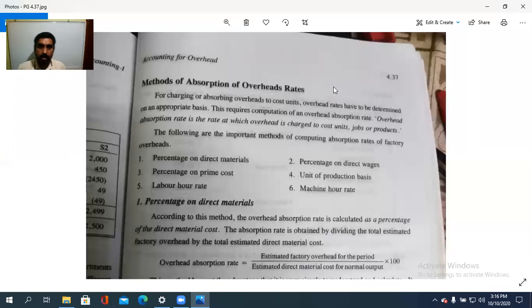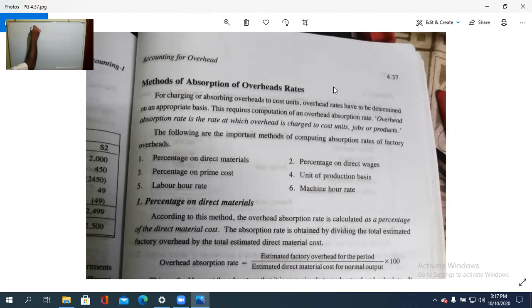So, methods of absorption of overhead rates. For charging or absorbing the overheads to the cost units, overhead rates have to be determined on an appropriate basis. This requires computation of an overhead absorption rate. So, what is an overhead absorption rate? It is the rate at which the overhead is charged to different cost centers or jobs or products. That's the overhead absorption rate. Following are the important methods of computing the overhead absorption rate of the factory overheads.